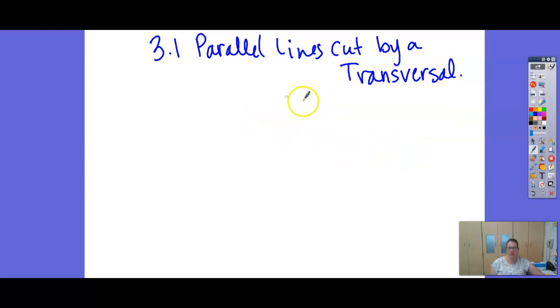Hi guys, this video is 3.1. We're talking about parallel lines cut by a transversal.